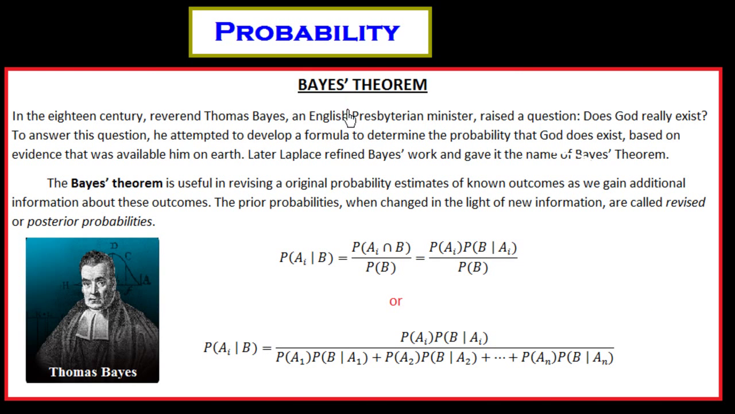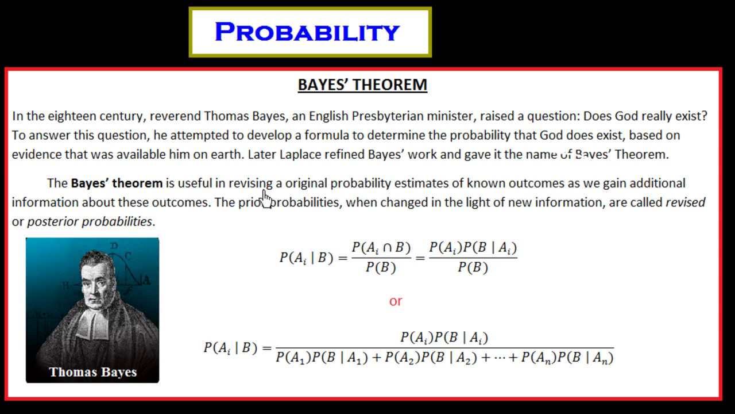Hi friends, in this session of probability, we study about the Bayes theorem. In the 18th century, Reverend Thomas Bayes, an English Presbyterian minister, raised a question: does God really exist? To answer this question, he attempted to develop a formula to determine the probability that God does exist, based on evidence that was available to him on Earth. Later, Laplace refined Bayes' work and gave it the name Bayes theorem.